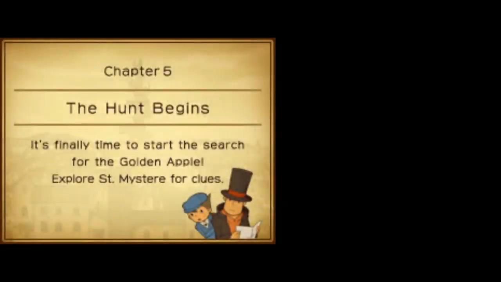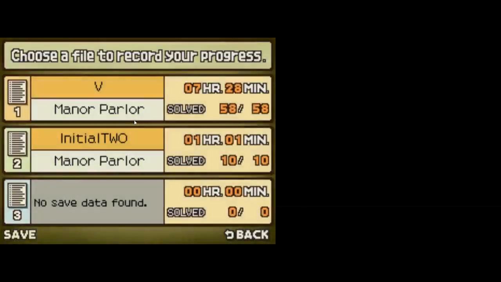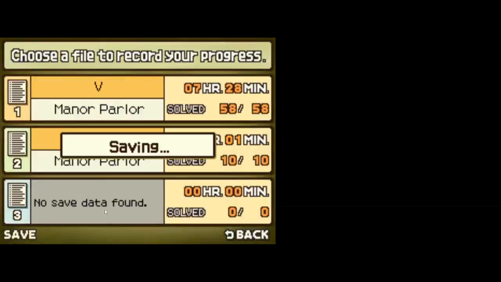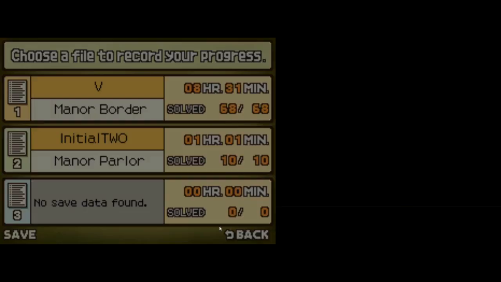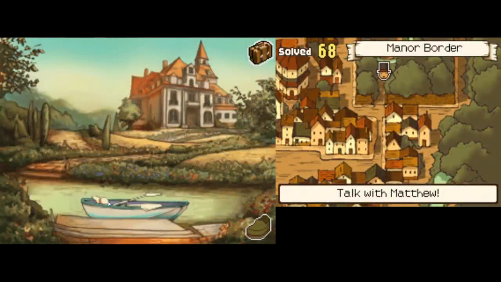And it finally leads us to Chapter 5. The hunt begins. Oh my goodness. Yes, I'll save the progress. I will save the progress and call it a part. So consider this part an intermission.